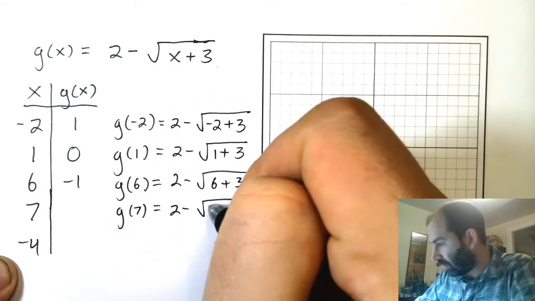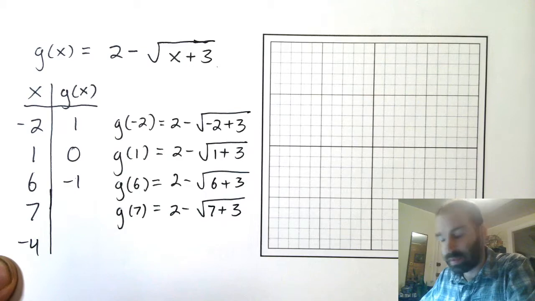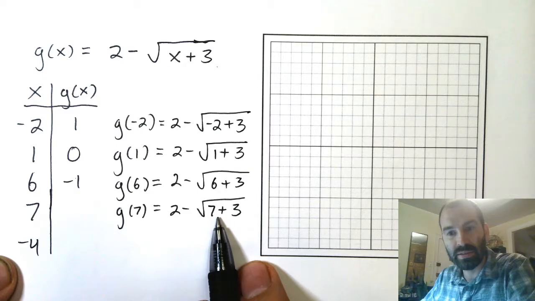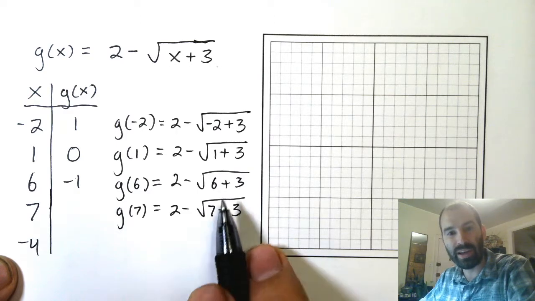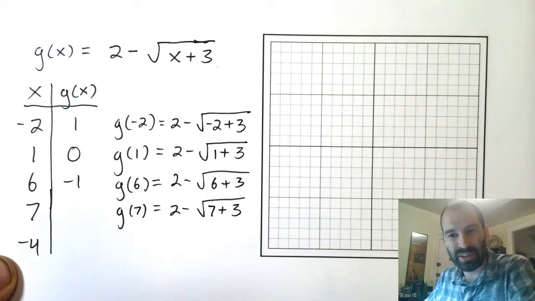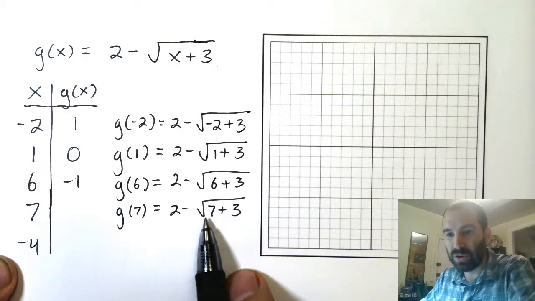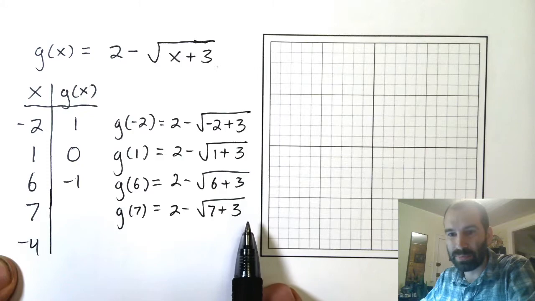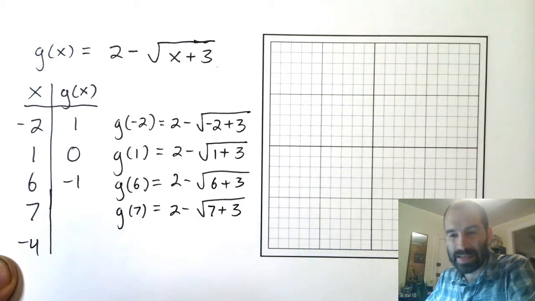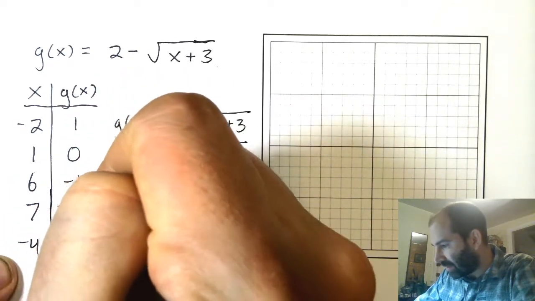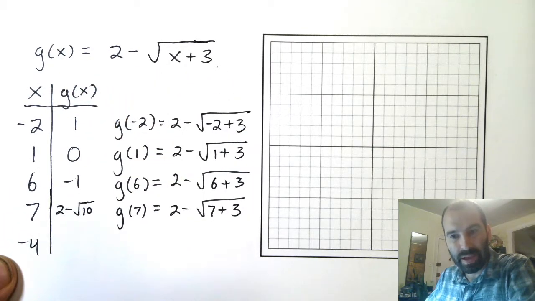2 minus the square root of 7 plus 3. Well, 7 plus 3 is 10. Square root of 10 is, oh, what do we do here? Okay, in all of these, we got a nice integer answer. Now we're just left with the square root of 10. Can we simplify that? The answer is no. There's no way to simplify the square root of 10. Square root of 10 is as simple as that radical gets. So really, the only way I can write this is 2 minus root 10. Okay, but that's as simple as it gets. That's what I'm going to have to write here.